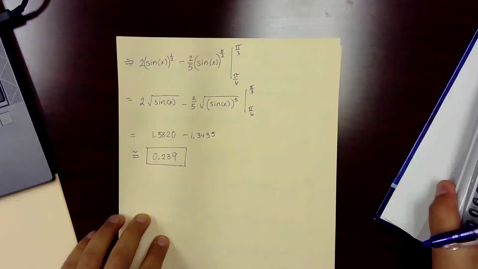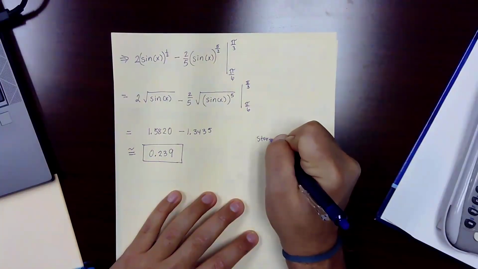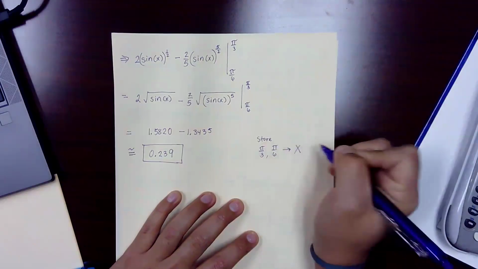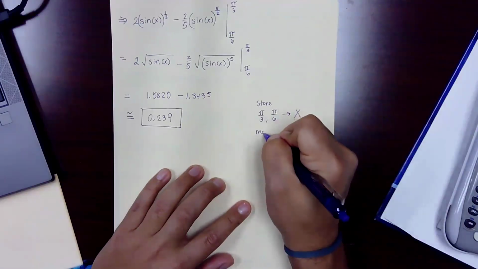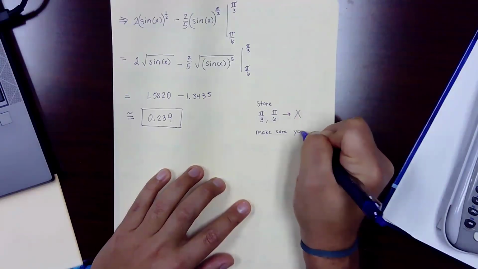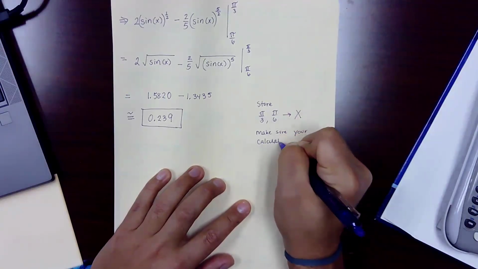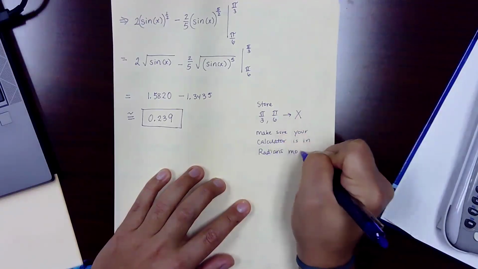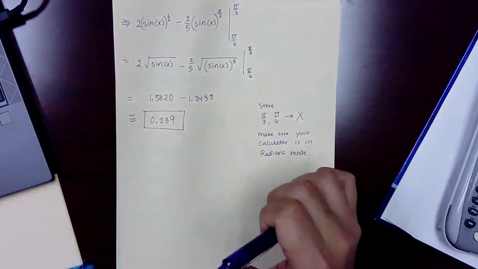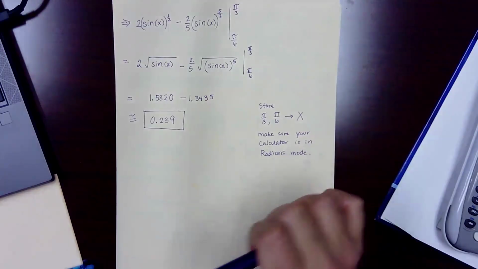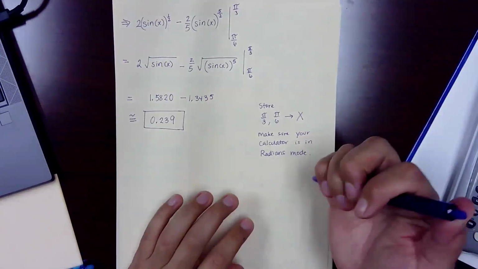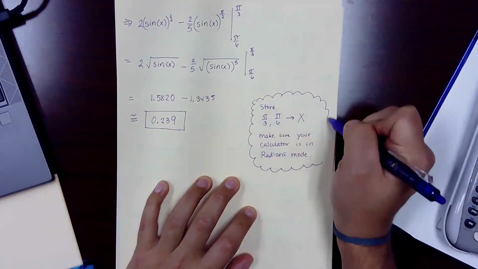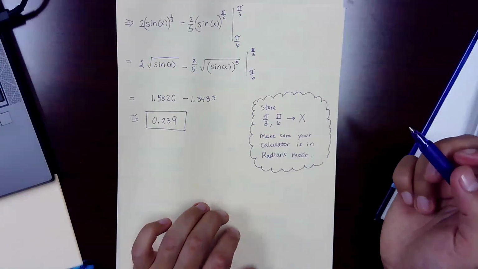One other note here is that if you're going to store pi over 3 or pi over 6 as x, make sure your calculator is in radians mode. I kind of feel like after you get out of pre-cal, everything is in radians. So on the off chance that you change the mode to degrees, just make sure that you're checking that mode and making sure you're in radians before you do this kind of calculation.